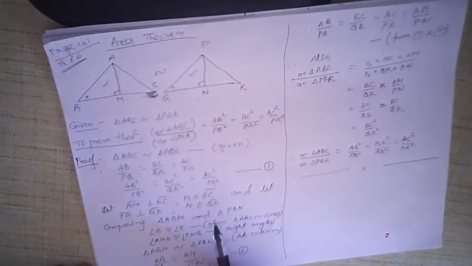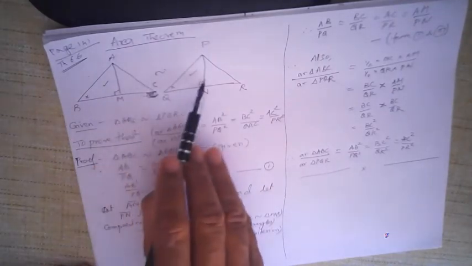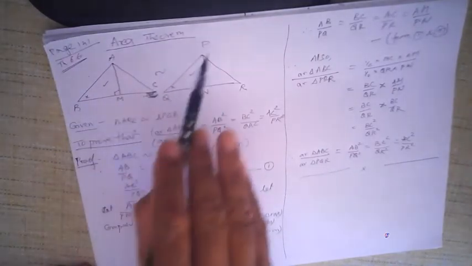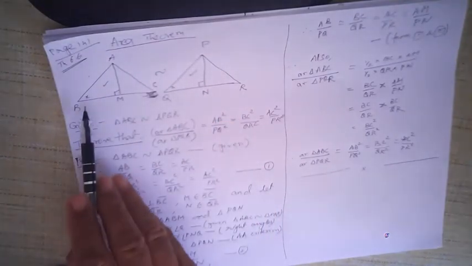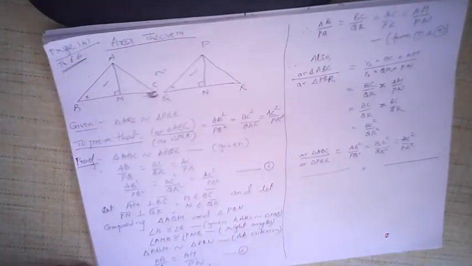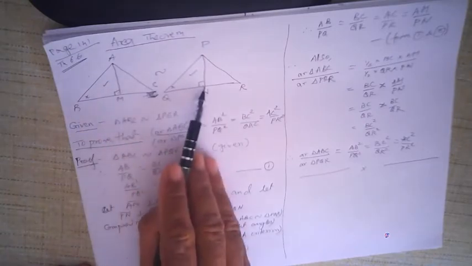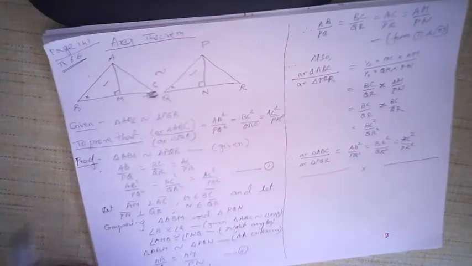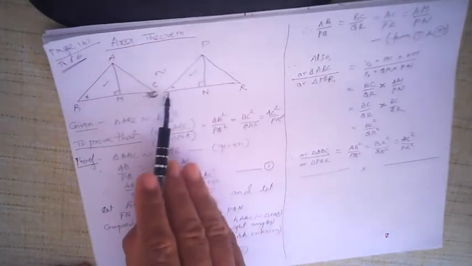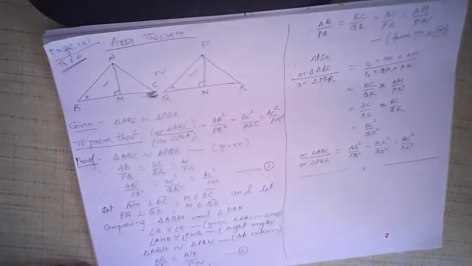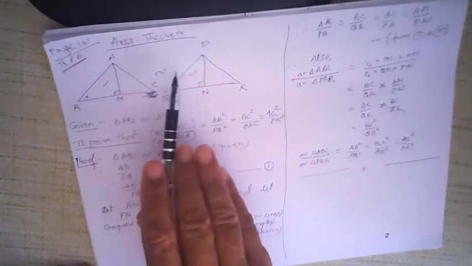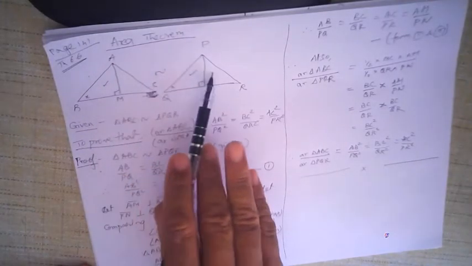Because we require perpendiculars for the area of a triangle. Now compare this small triangle with this small triangle: triangle ABM and triangle PQN. Angle B and angle Q are congruent because the triangles are congruent. Angle M and angle N are equal because they are right angles. So triangle ABM and triangle PQN are similar. Why? AA criterion. If the triangles are similar, then AB upon PQ is equal to AM upon PN.